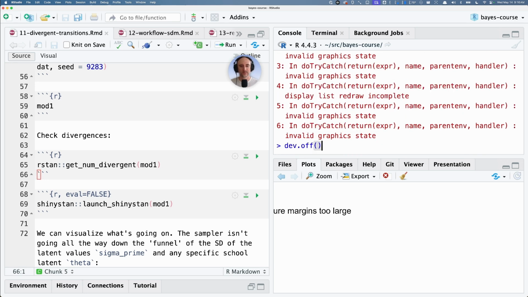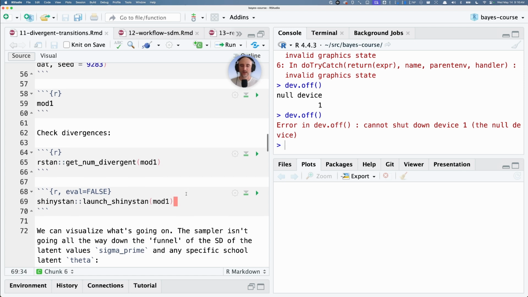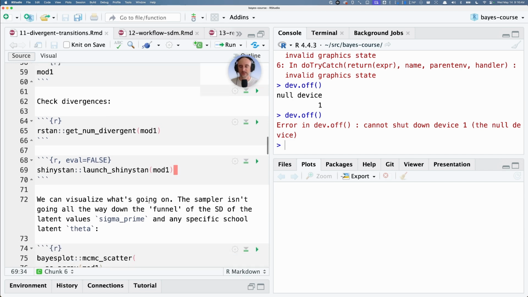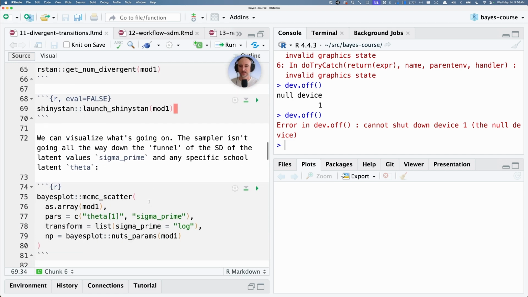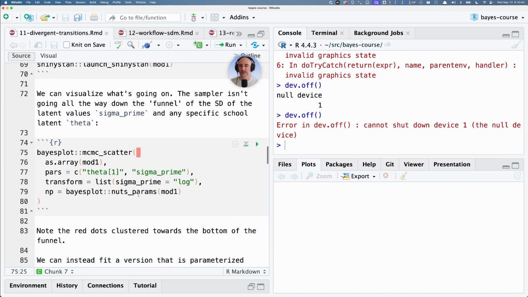I'm just going to turn off my graphic device. And if we had launched ShinyStan, we would also be able to inspect that, and you'd see these highlighted red dots where you've got divergent transitions. So let's make this scatter plot. What I'm going to do is just basically zoom in on one of those panels we saw in the pairs plot by using the mcmc_scatter function from bayesplot. I'm extracting the MCMC samples as an array using as.array on my model.